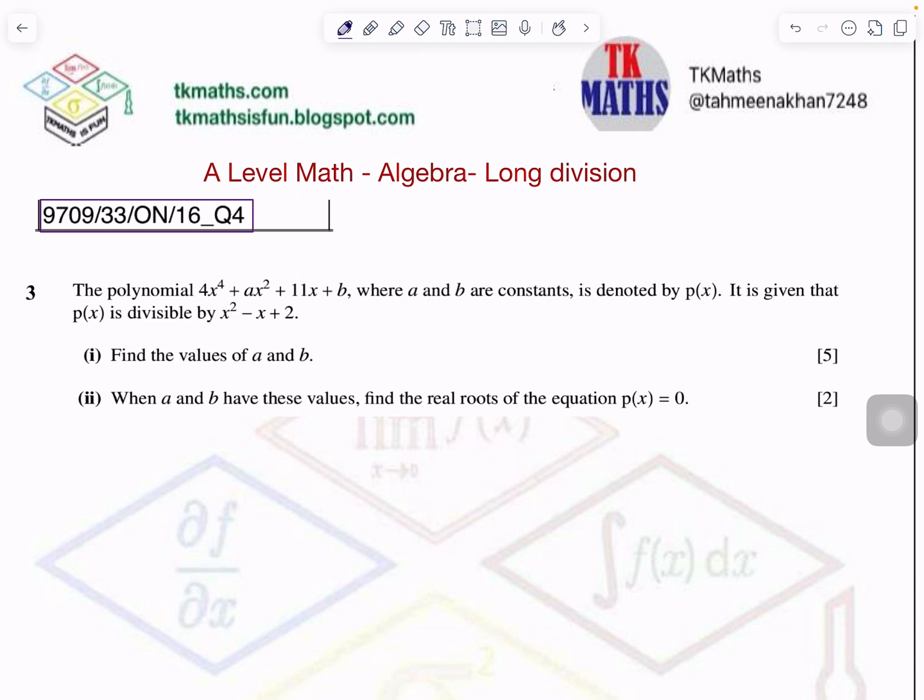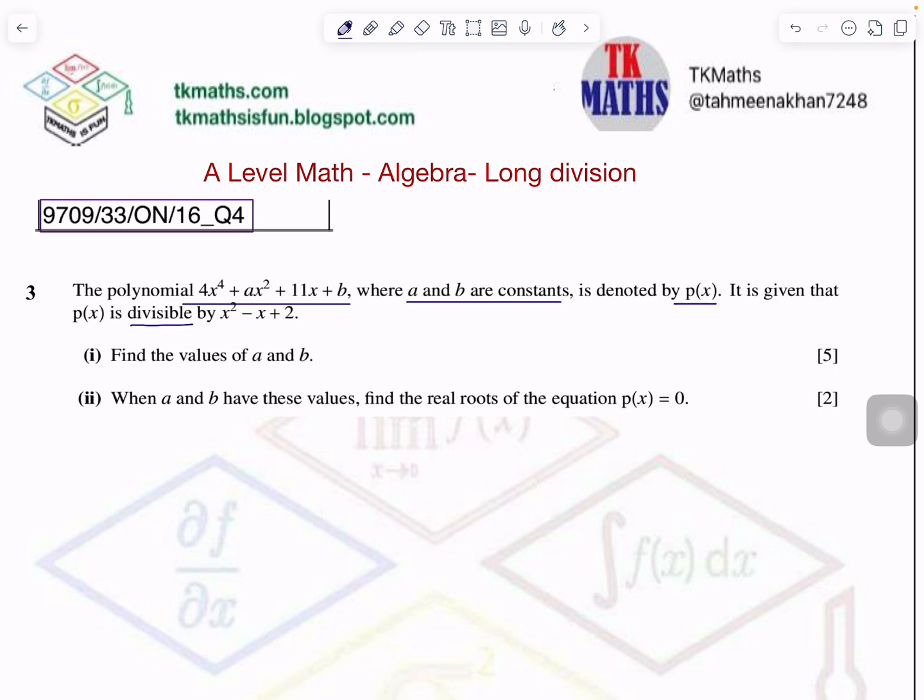In today's video, we will solve a challenging question of long division, which is a part of the syllabus of A-level mathematics. Topic is algebra. The question is taken from November 16. So the polynomial function is given to you here in the question. And there are two unknowns, A and B, which are constant. And this function is denoted by P of x.